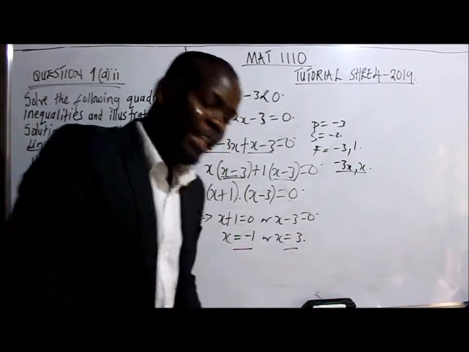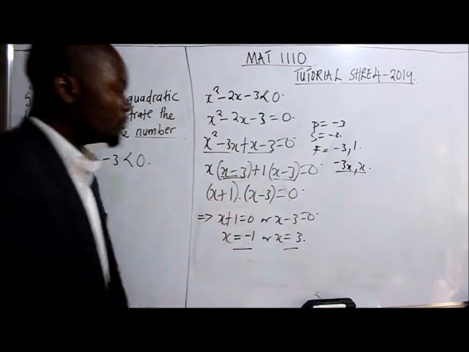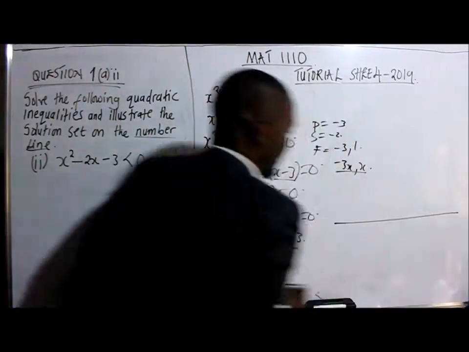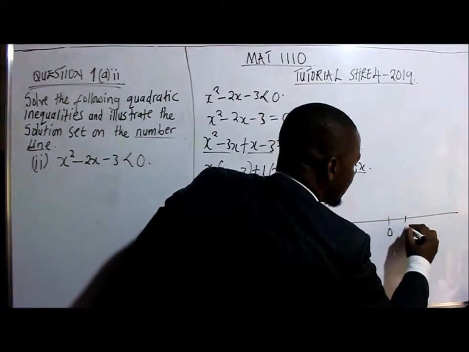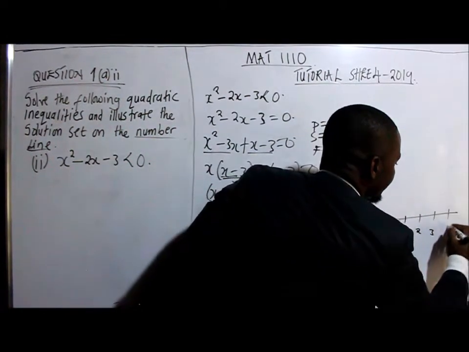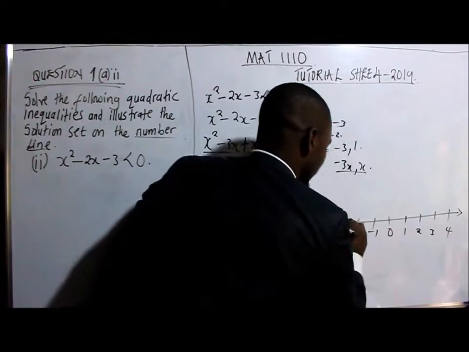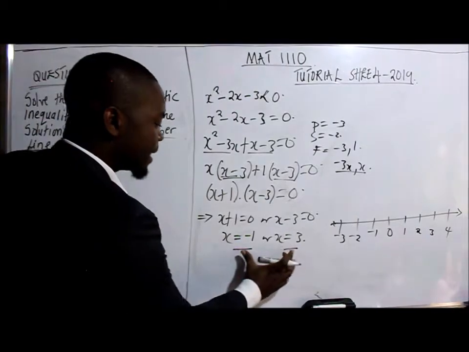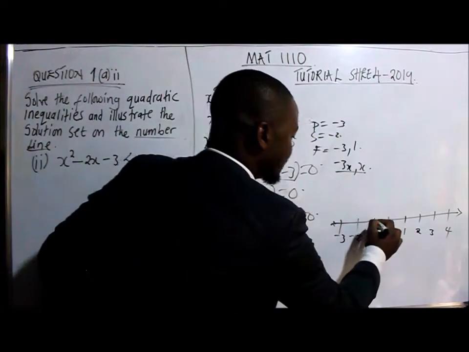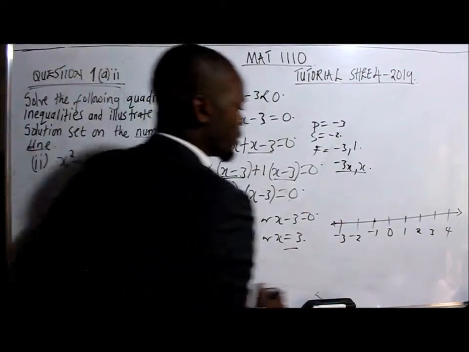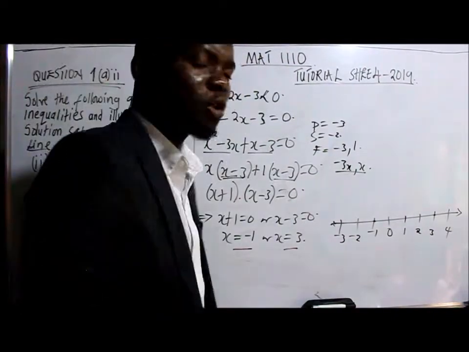Now, since this is an inequality, this is not our answer. Let me draw a number line: this is my 0, this is my 1, my 2, my 3, my 4, negative 1, negative 2, negative 3. Like this. Let's locate x equal to negative 1 and x equal to 3 on the number line. x equal to negative 1 is this point, x equal to 3 is this point. These points act more like our asymptotes.